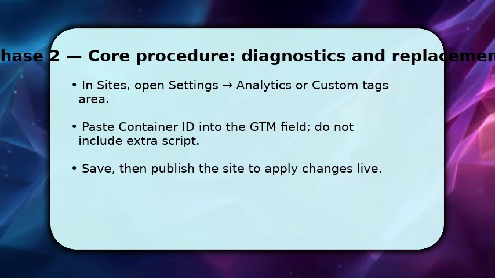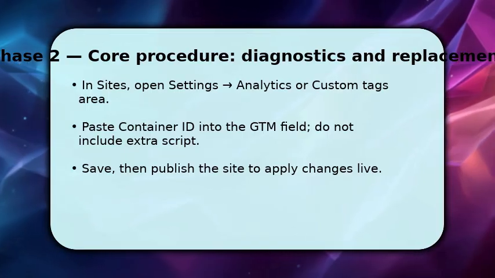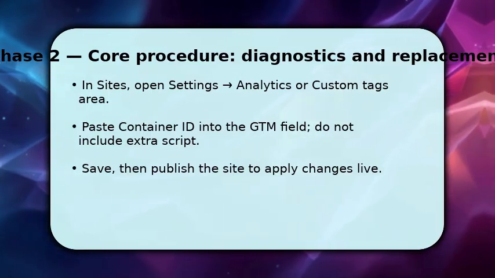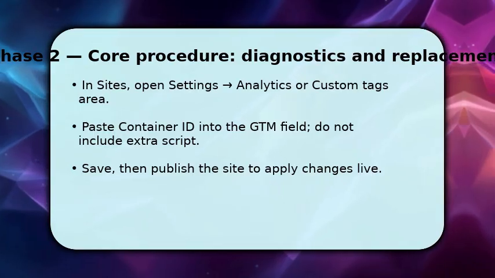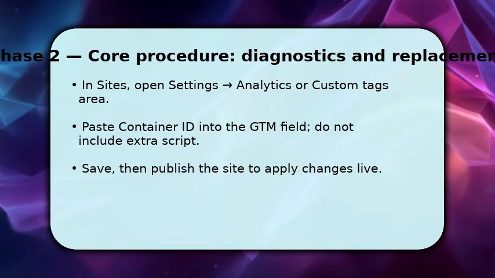Now open the site in Google Sites Editor and go to Settings, then the Analytics or Custom Tags section. Labels vary by site's version. Paste only the container ID into the GTM field rather than the full script. Sites handles placement for you.